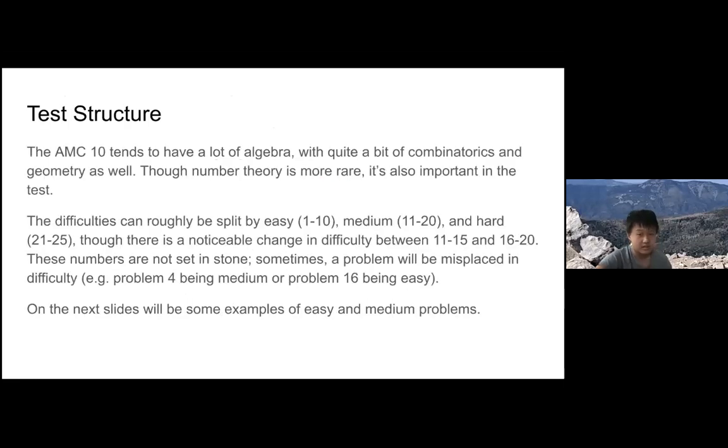Test structure. There tends to be a lot of algebra, some combinatorics and geometry. Number theory isn't as big in the test, but it's also important. I would consider difficulties like 1 through 10 are easy, 11 through 20 are medium, 21 through 25 are hard, though these ranges are very broad. And as I've mentioned before, sometimes a problem can be misplaced and be very easy or very hard within its range. So we'll be seeing some examples of easy and medium problems of each subject.